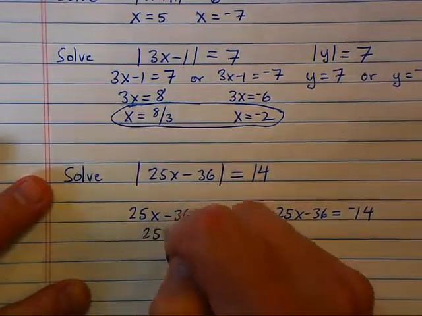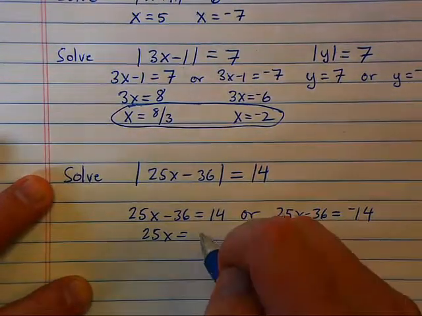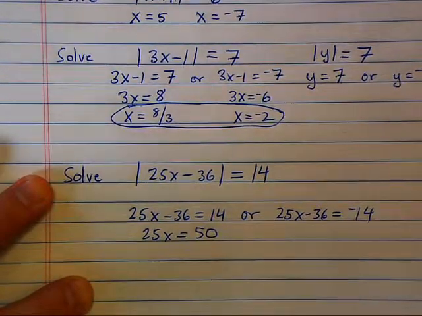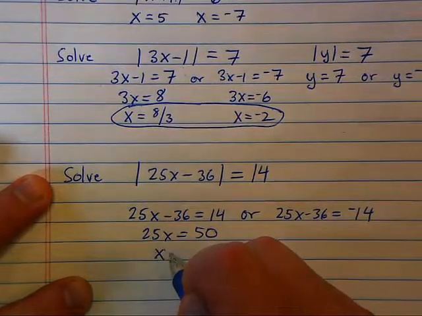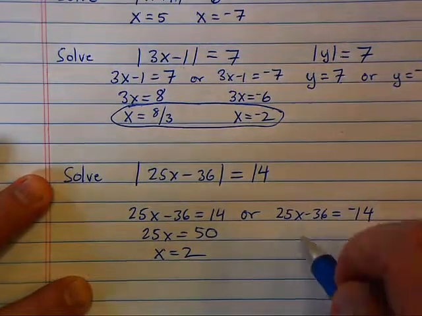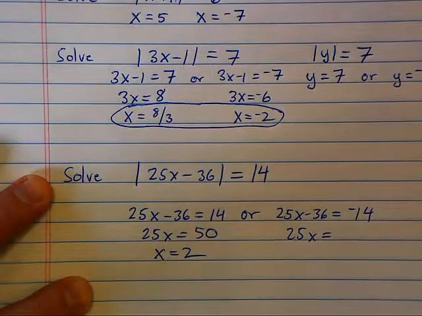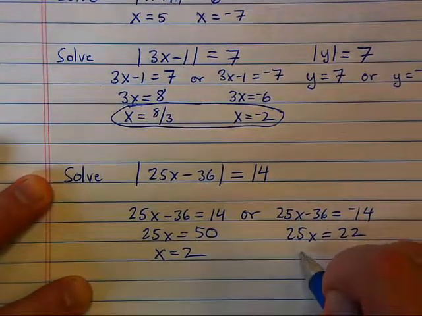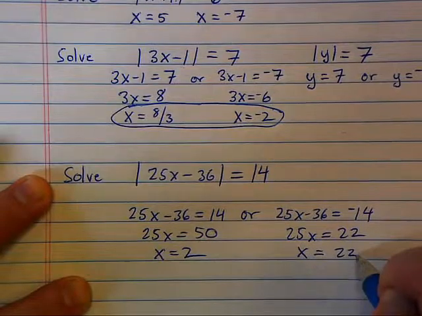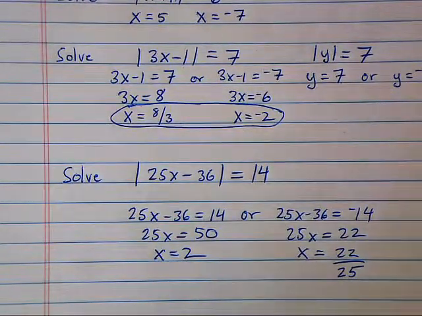Add 36 to both sides. 25x is 14 plus 36? 50. And this one works out real nice, even though we just kind of picked random numbers. X is 2. It's a happy little accident. That's nice. It doesn't usually happen. Over here, we have 25x equals, we add 36, negative 14 plus 36, 22. So x is, this one's not so nice, that's okay. Now it's positive 22 over 25.